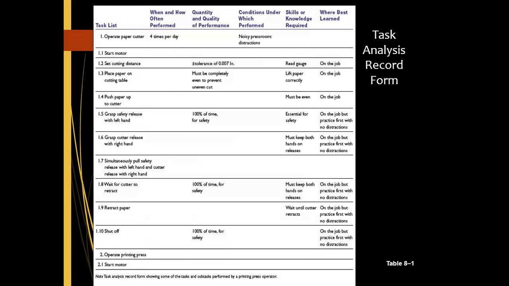Okay. So this is basically a sample, just for example, a task analysis record form. These are the things that need to be done. On the left corner, this is the task list, what tasks need to be done. Then we have when and how often performed, quantity and quality, conditions under which performed, skills or knowledge required, and where best learned. So we did a task analysis: where it is important, where there can be benefits, how much time it takes, what quality and quantity should be. Just for example, this is the record form.